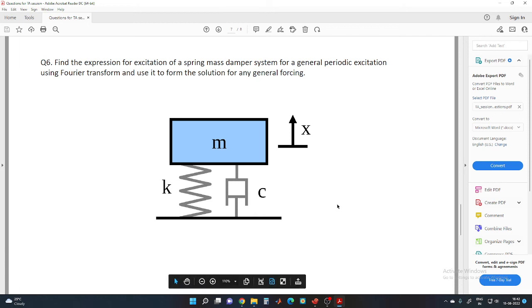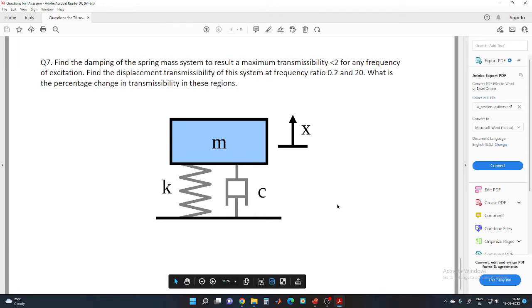The next question says: find the damping of a spring mass system to result in a maximum transmissibility less than 2 for any frequency of excitation, and find the displacement transmissibility of the system at frequency ratios 0.2 and 20. So what is the percentage change in transmissibility in these regions with respect to the undamped case basically?